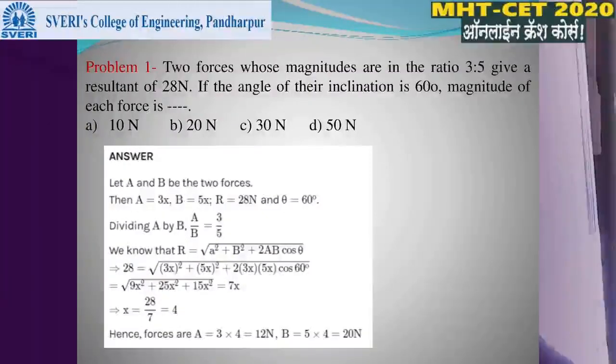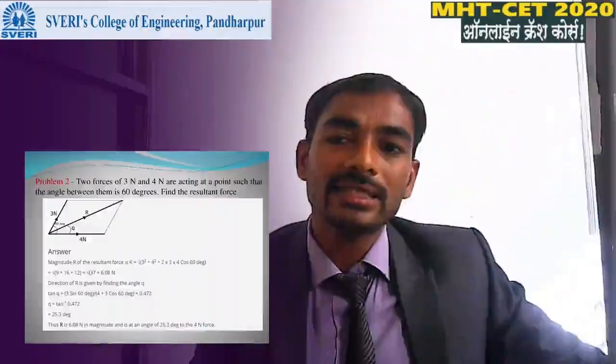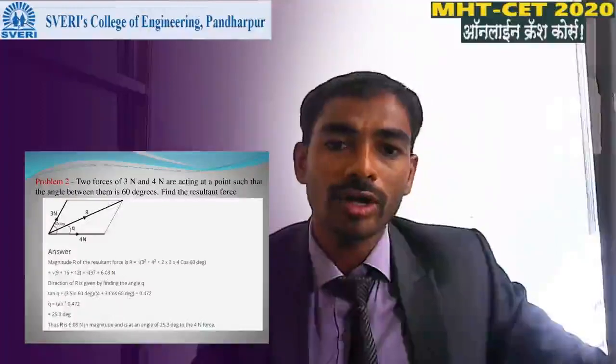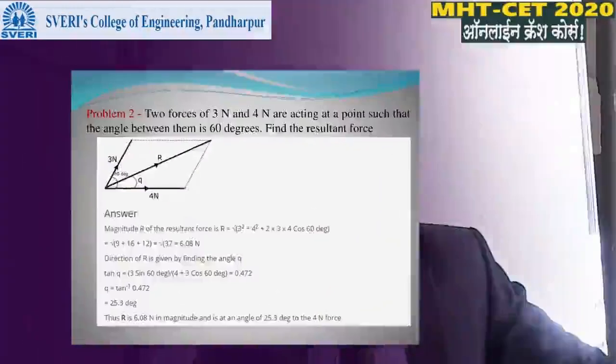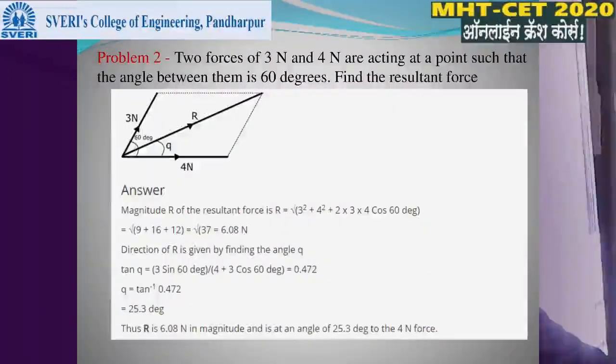Okay, we take another example based on the parallelogram law or the triangle law. See in that example, two forces are given, the first is 3 Newton and the second is 4 Newton, acting at a point such that the angle between them is 60 degree. Then find the resultant force.